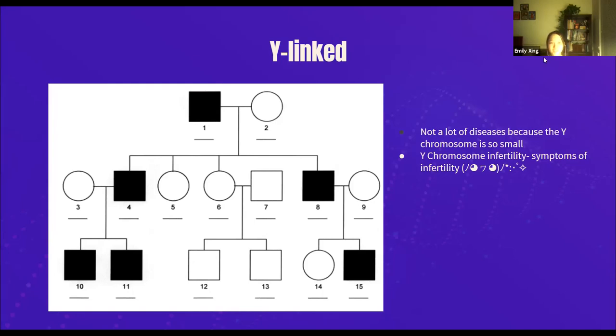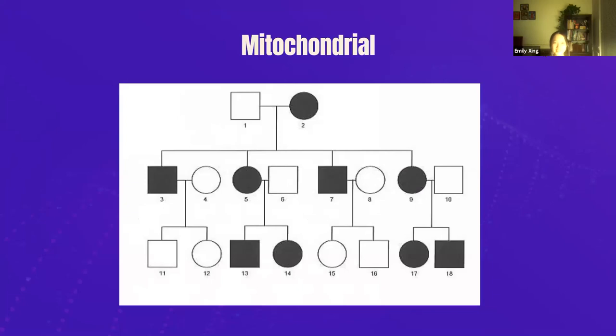Okay, mitochondrial. Mitochondrial means that if the mother is affected, then she passes it to all of the offspring because you get all of your mitochondrial DNA from your mom. As you can see here, that's what it is.